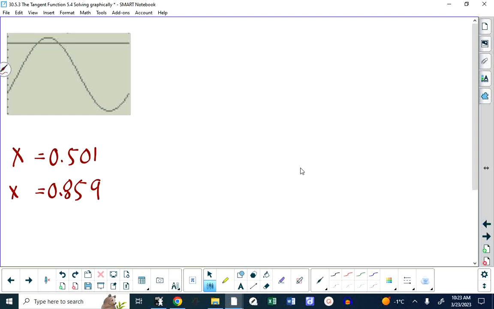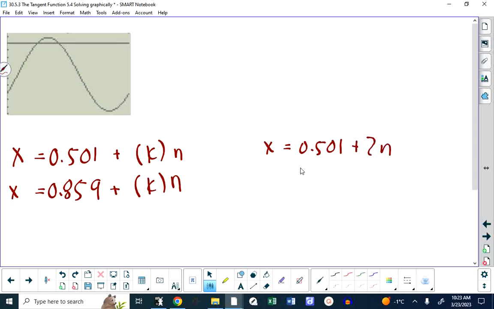But as a general solution, we are going to say plus multiples of the period, right? It's not always plus multiples of 2 pi anymore. It is if there's a 1 in front of your x, which means it repeats every 2 pi. Here, it's not that way. So what was the period? 2? Okay, so x equals 0.501 plus 2n, and x equals 0.859 plus 2n, n, of course, is an element of the integer number set.